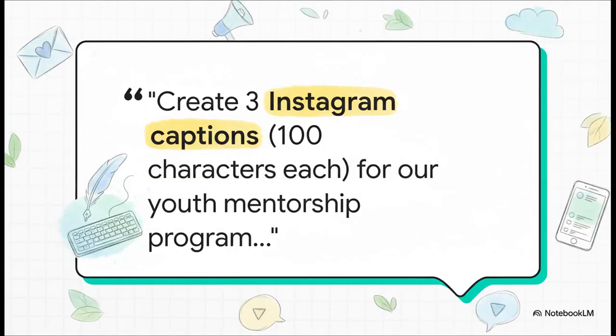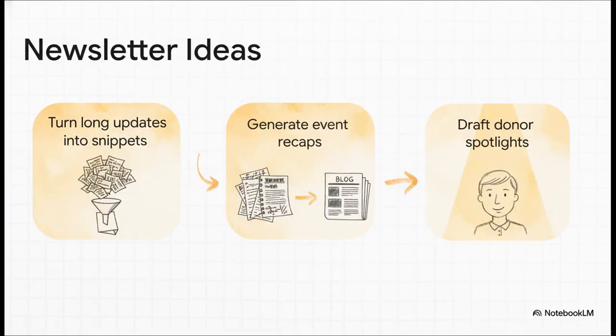Here's another perfect example. See how it asks for 3 options? And it specifies the character count, the tone, and even asks for hashtags. This is how you go from a task that takes you 30 minutes of brainstorming down to just 3 minutes of editing. What about that monthly newsletter?